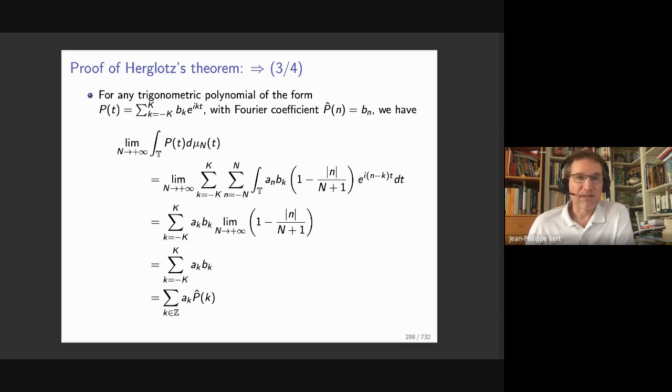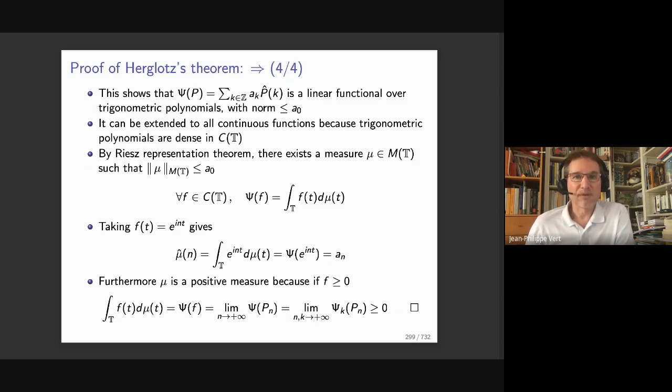Moreover, because we've seen that the norm of mu n is bounded by a0, then the norm of this functional operator is also bounded by a0. And so this operator is a linear functional with norm bounded by a0. Now we can go to the limit in terms of functions because we have an operator defined over trigonometric polynomials with bounded norm. So at the limit, this creates an operator over continuous functions because, again, the space of trigonometric polynomials is dense in the space of continuous functions.